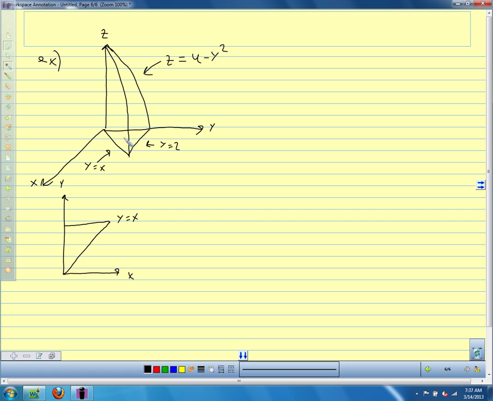Our region is here when we're looking at it from above, so it's going to be to the left. So that's going to be our region. So let's set up our vertical rectangles. So we have the integral, and it can be helpful to set them up inside out if it helps you think that way. 4 minus y squared, and we're going to do dy dx.